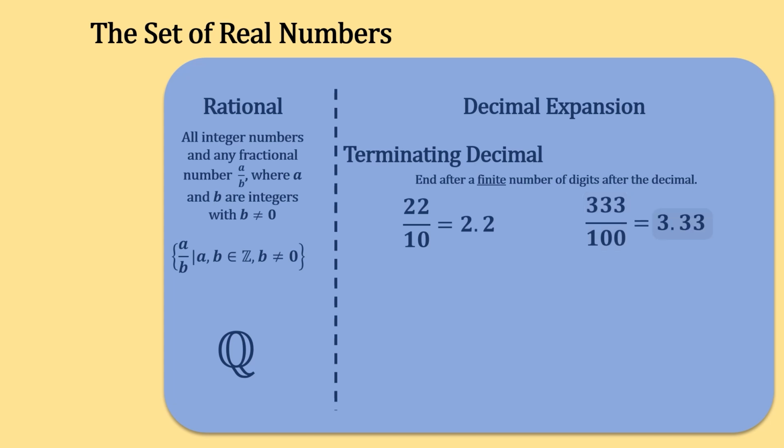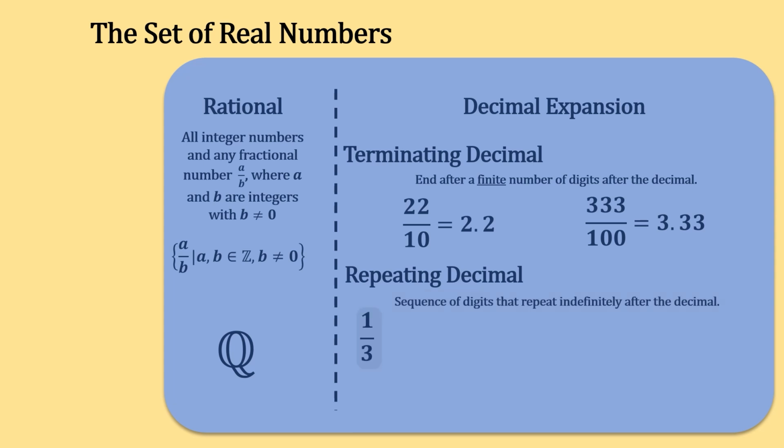Rational numbers also can have a repeating decimal, where there's just a sequence of digits that repeat indefinitely after the decimal point. These include 1 divided by 3, which is equal to 0.33333, ... where 3 repeats indefinitely. Or this can include 7 divided by 13, which is equal to 0.538461. And then that sequence of numbers repeats indefinitely over and over and over again.